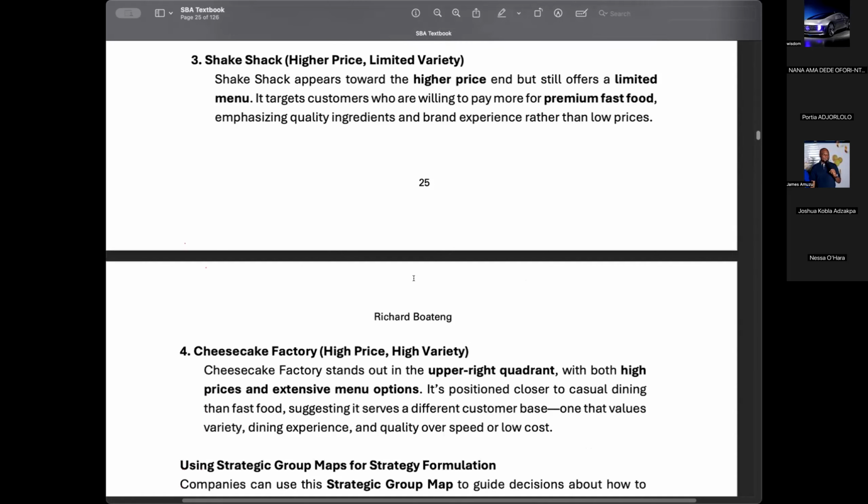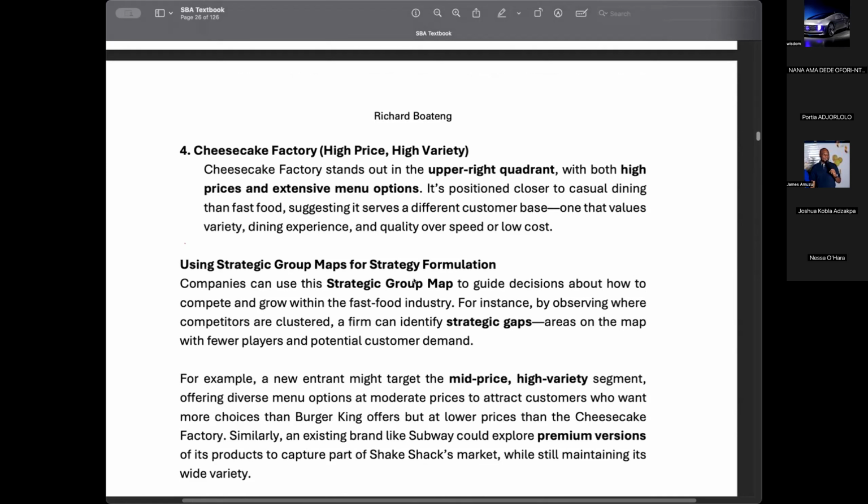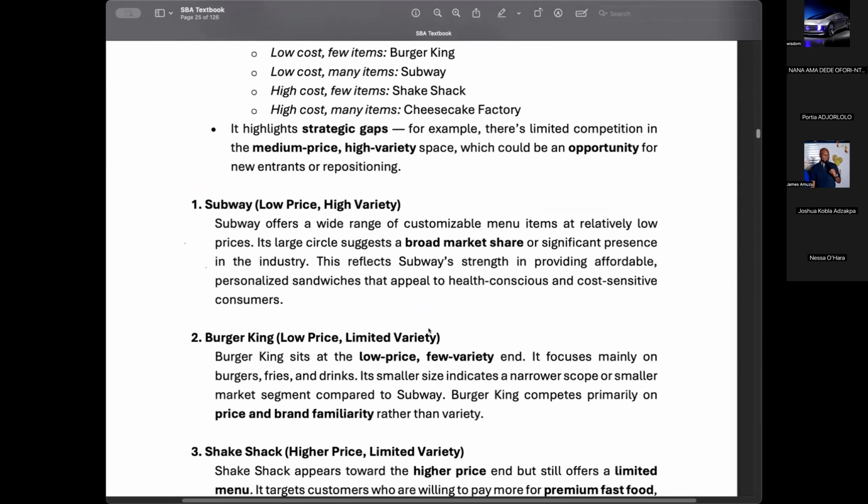Okay. Then you also have cheesecake, high price, high variety. That's the upper part. So what does it mean? Companies can use the strategic map to guide decisions on how to compete within the fast food industry. For instance, by observing where competitors are clustered, a firm can identify strategic gaps, or areas on the map where there are fewer players and potential customer demand. So look at the diagram. The middle is not being taken advantage of, and even here, the middle is not taken advantage of. So the medium strategy will help.